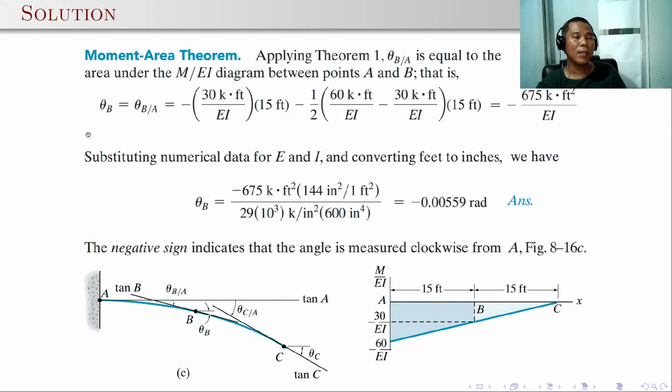So we have determined the angle theta B through this theorem 1. Also, you can substitute the numerical values for E and I to find the value of theta B. Take note, you need to convert to inches so the units are compatible, so that theta B is in radians. Here the answer is minus 0.00559. That is, the moment is negative, or the tangent line is above the elastic curve. So it's clockwise direction.